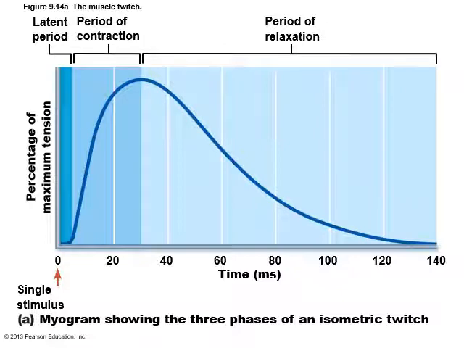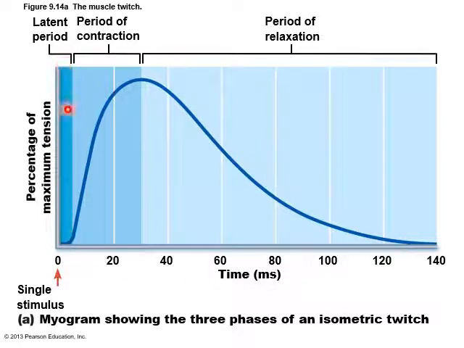Now this is a diagram showing you the typical muscle twitch. And a muscle twitch has 3 phases. The first one is the latent period. The latent period is usually 1 to 2 milliseconds. You can see down here over time, this runs over 140 milliseconds. So what's happening during the latent period?